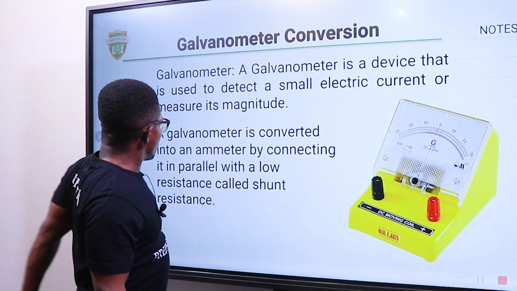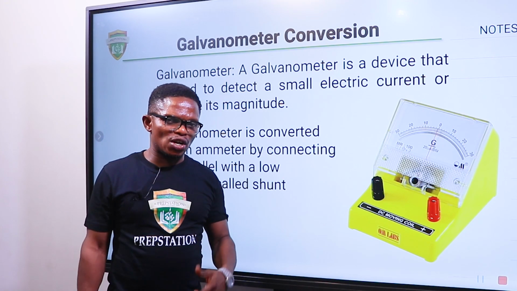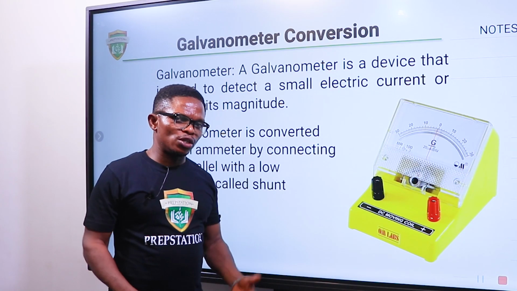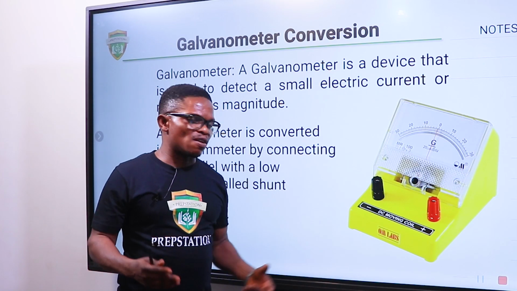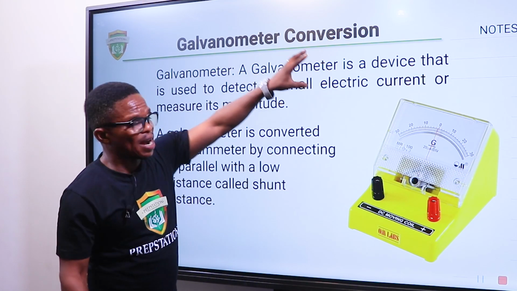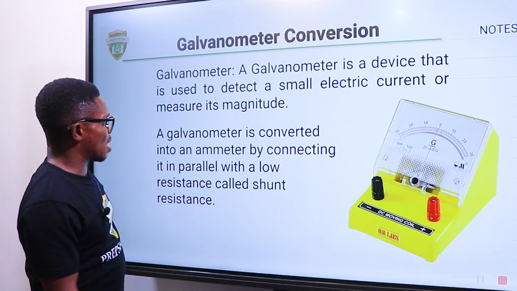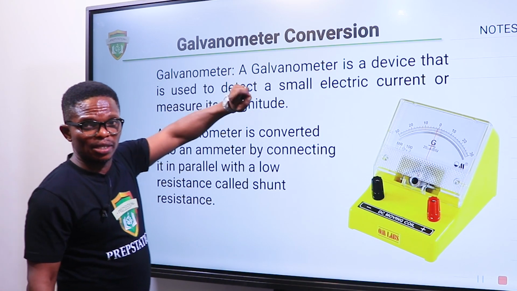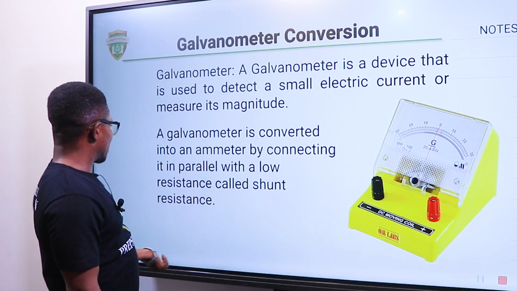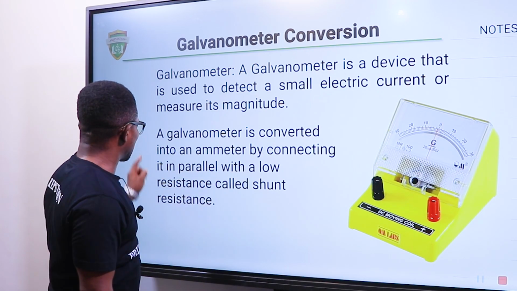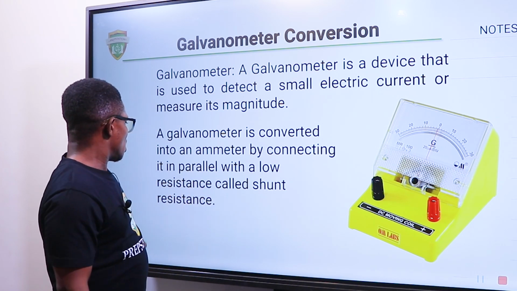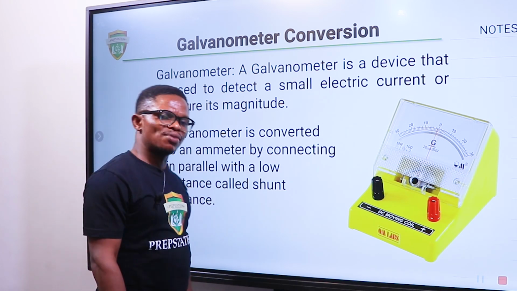But if you don't have a galvanometer in your laboratory, but you have an ammeter and a voltmeter, what will you do to use the ammeter and voltmeter as a galvanometer? That is what I want to show you now: how to convert a galvanometer to an ammeter. A galvanometer is converted into an ammeter by connecting it in parallel with a low resistance called shunt resistance.